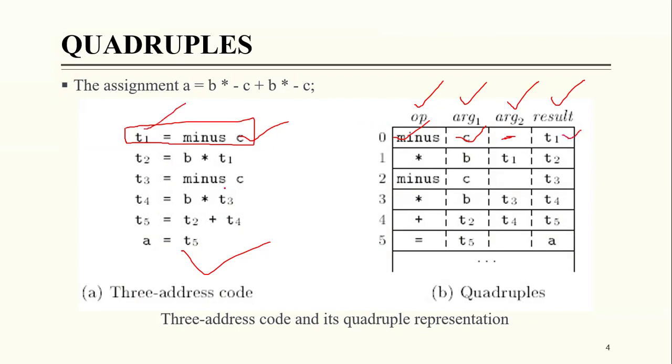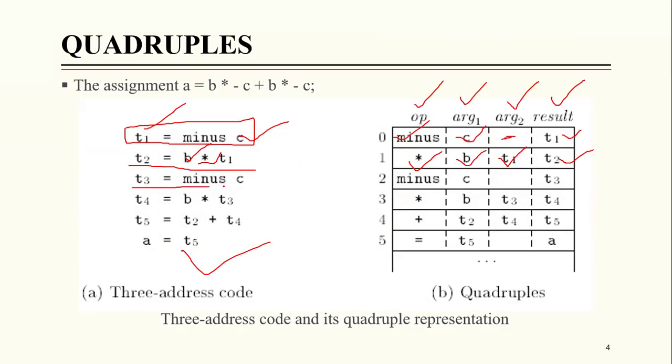The next instruction is t2 = b * t1. Here the operator is multiplication, argument 1 is b, argument 2 is t1, and the result is stored in t2.